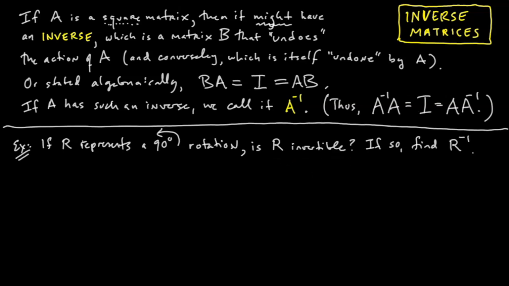If not, it isn't. Well, of course it can be undone. The way you undo a 90-degree counterclockwise rotation is to rotate 90 degrees clockwise. Nothing deep here. So yes, R would be invertible, and R inverse would just be the matrix representation of a 90-degree clockwise rotation about the origin, which is easy to write down. In fact, let's go ahead and write down the matrices for R and R inverse.